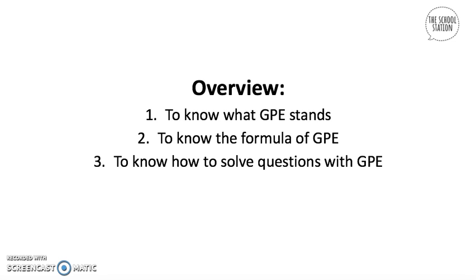I hope you guys have learnt a lot about gravitational potential energy. Just to review what we have learnt in this lesson, we have learnt what GPE stands for: gravitational potential energy. We also learnt the formula for GPE, which is E with a small p equals mgh, where m stands for mass, g stands for gravitational field strength, and h stands for height. We've also learned how to solve questions with GPE. Obviously, the best thing you can do is to always make sure you're practicing questions. So even after this video, try to practice many questions involving GPE.